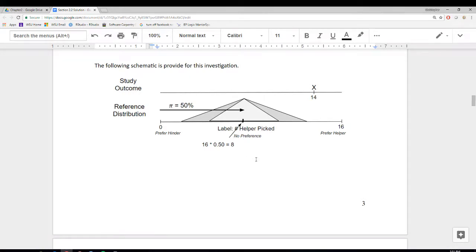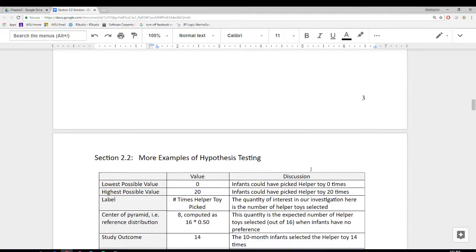In this particular study, there were two possible outcomes, either the helper toy or the hinder toy. There were 16 trials. The expected number would be 8. We would expect 8 to pick the helper toy under a situation of no preference. Parameter value is 50%, two choices. Under no preference, they're equally likely to pick either choice. Okay, I think we discussed each of the elements of that schematic, so we can move on.